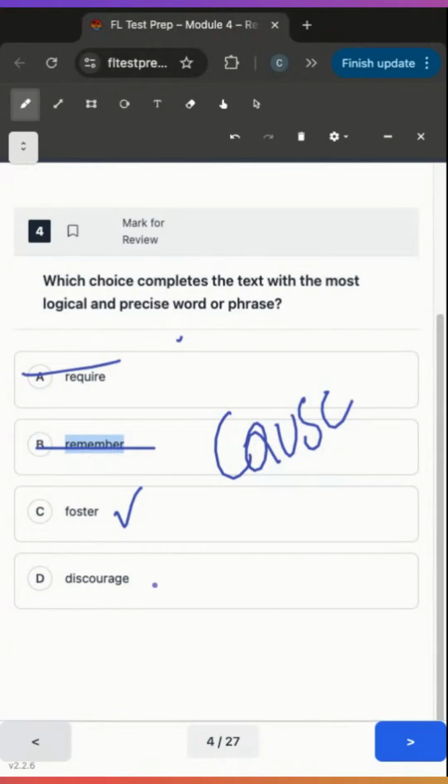And then discourage. So it's great when you see two opposites. Foster and discourage are probably two completely opposite words to each other. And whenever you see two opposite words, one of them is probably the right answer, because that's just how they write it. So if you misinterpreted that passage, you might choose D. And D is definitely wrong because to discourage something is the opposite of cause. So C is going to be the correct answer for this. Foster.